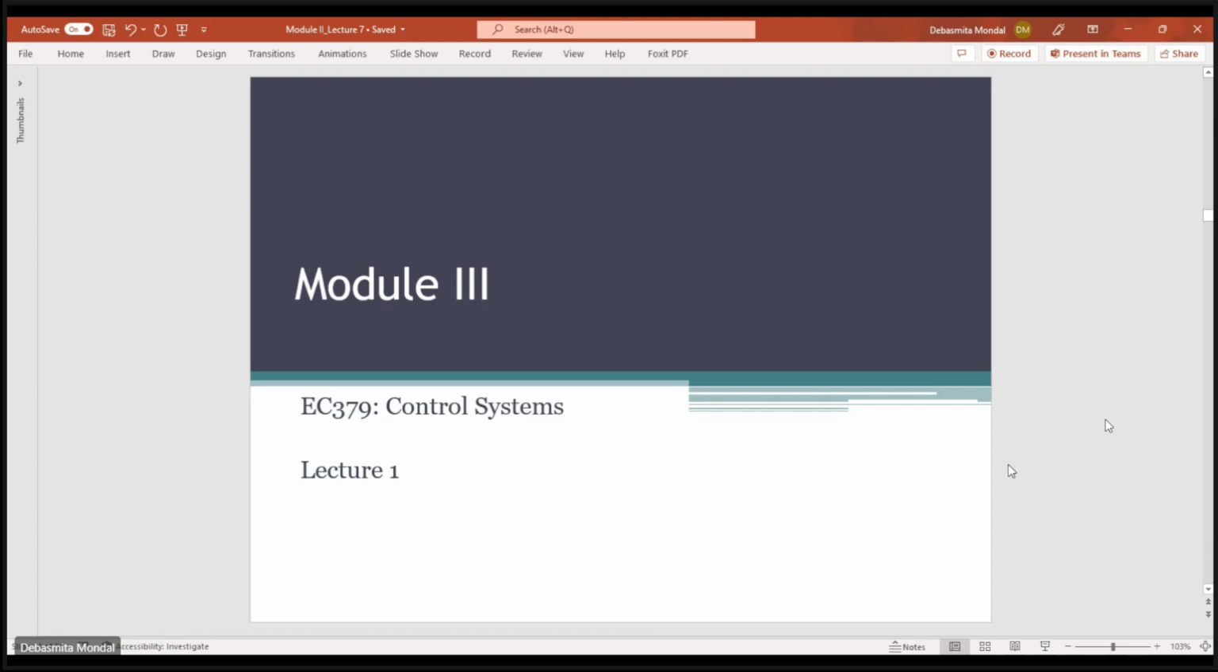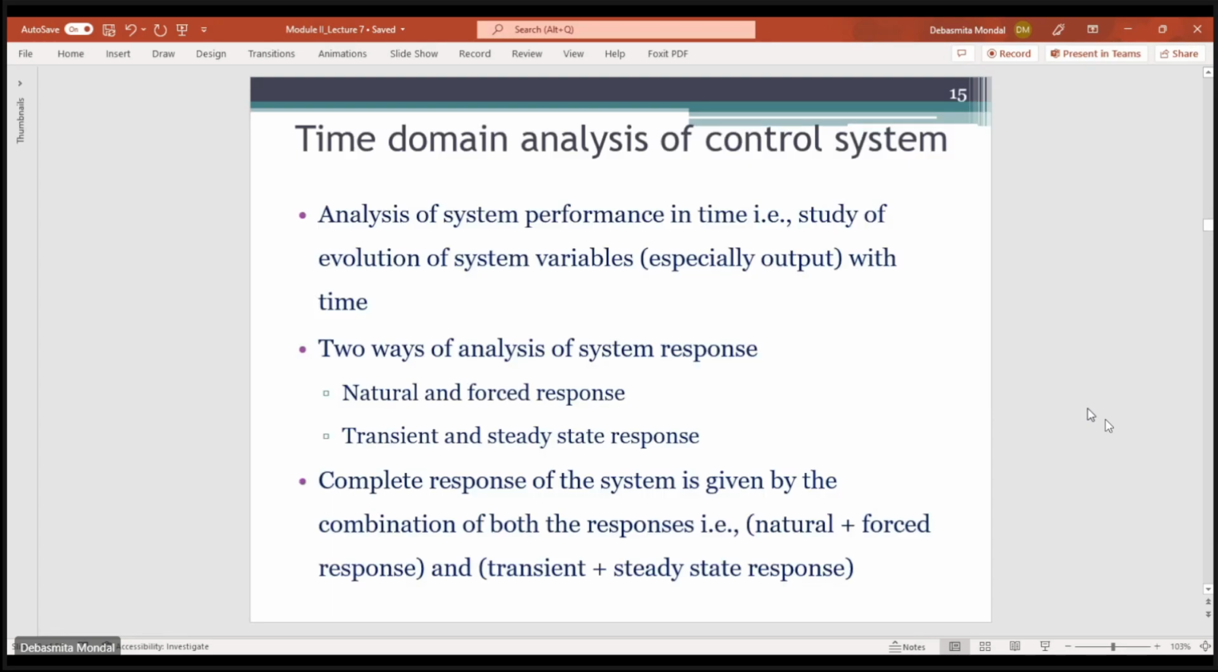In a control system there is an input and an output. The relation between the input and the output can be studied in different domains, like the time domain and the frequency domain. First of all, we'll study the time domain performance of a control system. Time domain analysis refers to the analysis of the system performance in time. As the name suggests, we will be analyzing the performance of the control system for a particular input in the time domain.